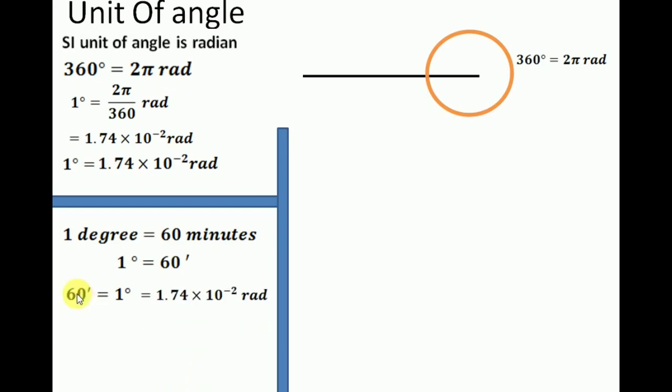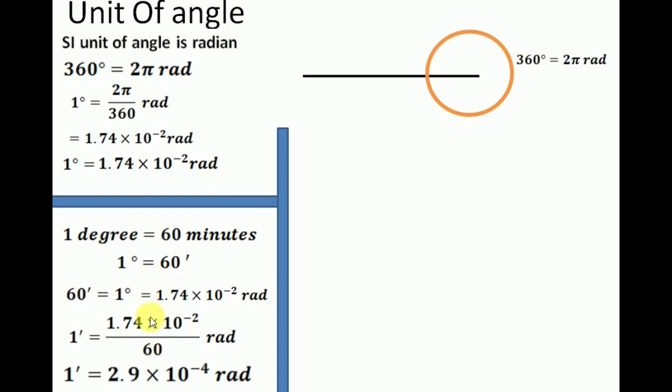So 60 minutes is 1 degree, and 1 degree we already know is 1.74 into 10 to the power minus 2 radian. And 1 minute is equal to this, where the 60 will go down, and when you divide this you will get 2.9 into 10 to the power minus 4 radian is equal to 1 minute.